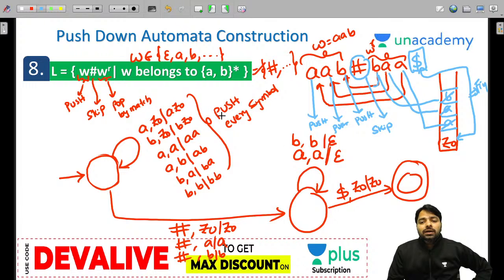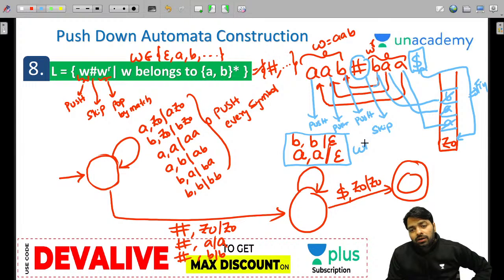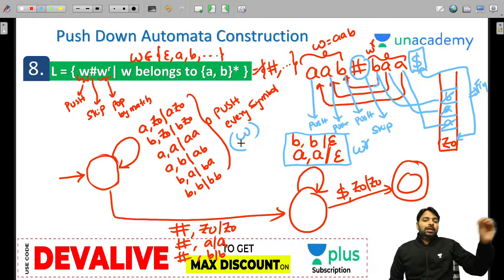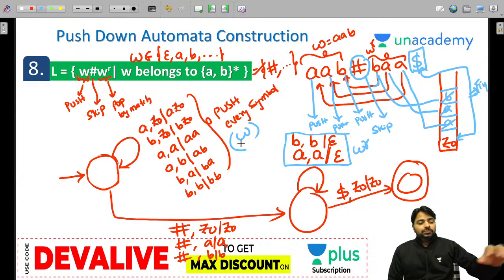So here this represents W power R, this represents W. So W hash W power R. It's a deterministic push down automata, guys. Yeah, deterministic push down automata.